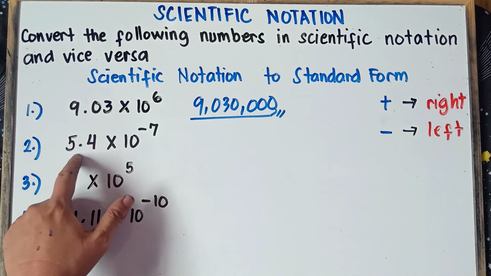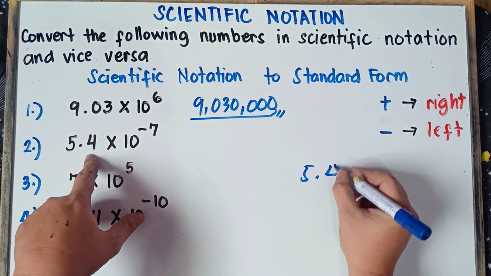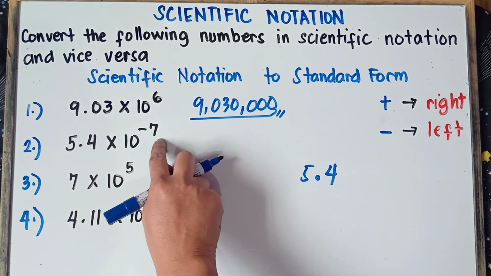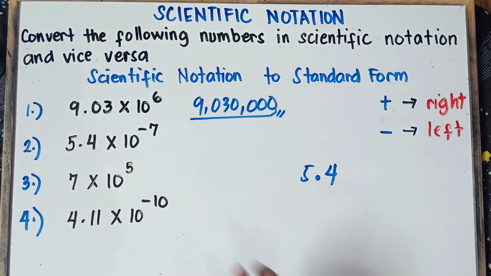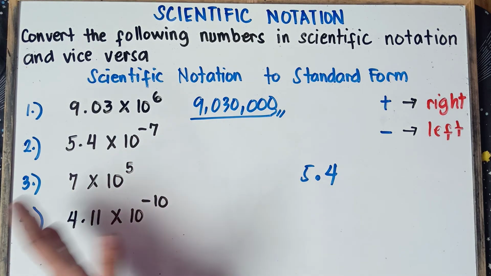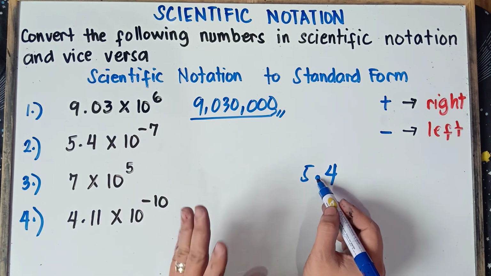Our given value of A would be 5.4. Alright, so this will be the decimal point. Now, since we have a negative exponent, that would be -7. So therefore, you move 7 units going to the left. Once again, class, if it's negative, you move 7 units going to the left, starting from the decimal point.